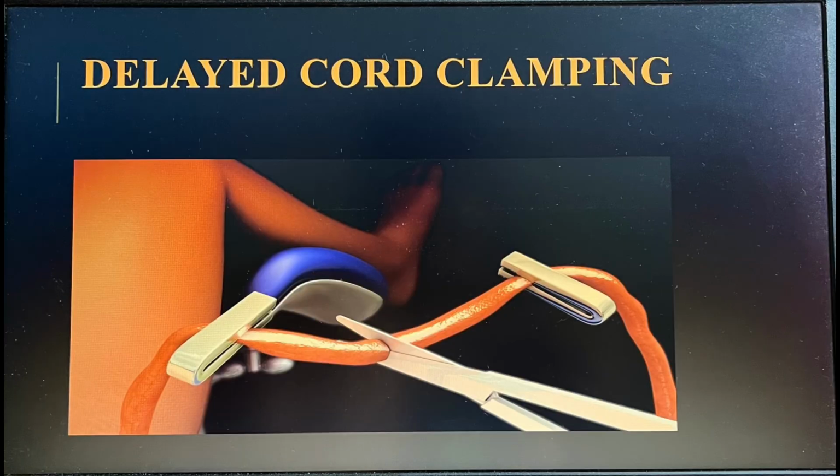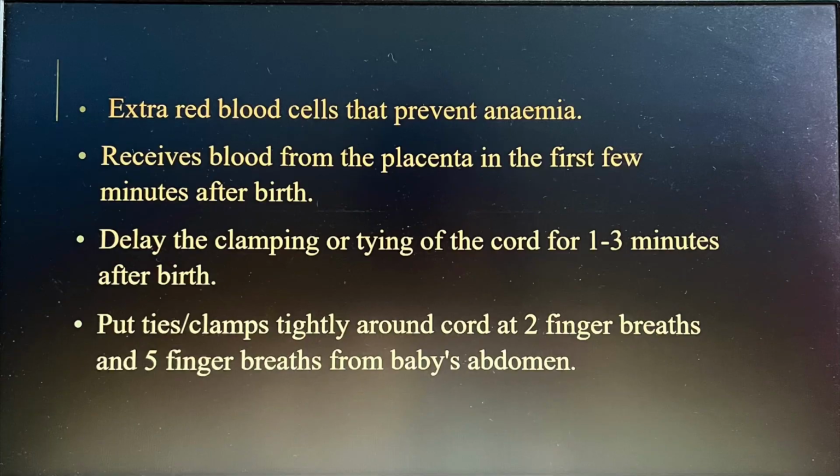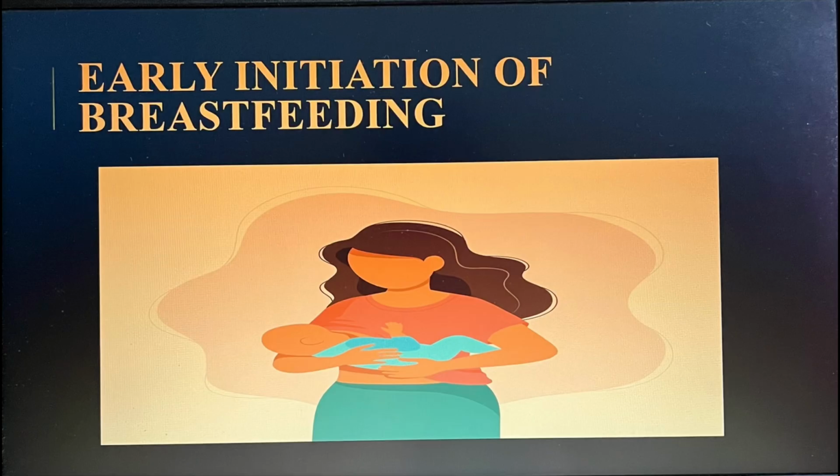That is also important. In the first 1 to 3 minutes after birth, if we are not clamping the cord, some extra blood will come from the placenta and that can prevent anemia in the baby. Next is early initiation of breastfeeding.